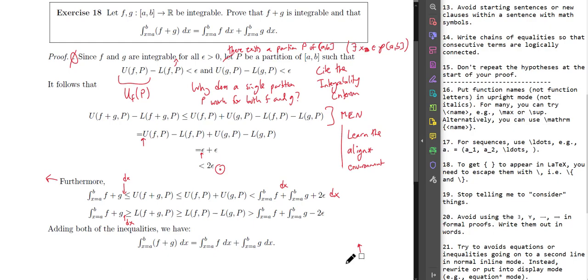Okay, yeah, so there's a lot of unjustified stuff here, right? And you have to take care of that, and then you can resubmit.